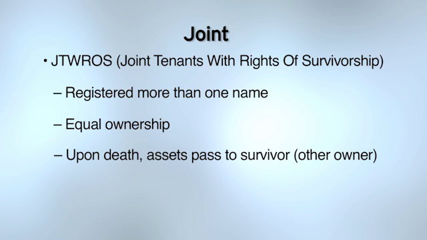Upon one of the owner's death, assets in the account pass to the survivor, the other owner. So my wife and I have a JTWROS account. We own the account equally. I die. How much of the account does she now own? All of it, 100%.